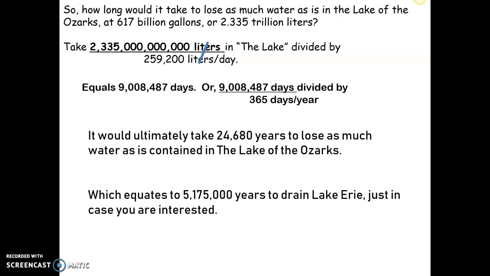So, which equates to, yeah, I did the math for Lake Erie just for fun. 5 million years to drain Lake Erie. Of course, that's one of our big lakes here in North America, but just in case you're interested. Just a fun thing. And I am done with the flip notes.